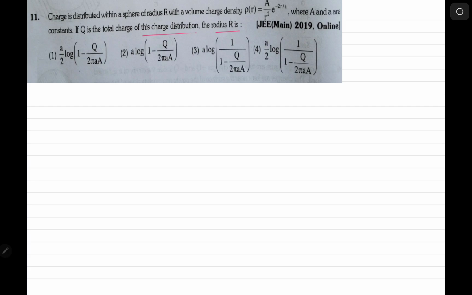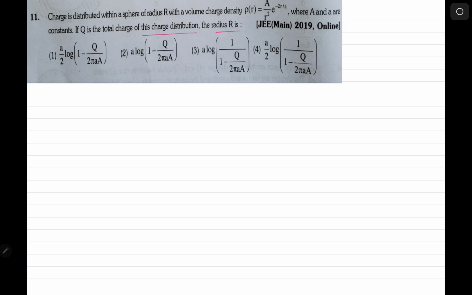So you have to find the charge enclosed, and then the charge enclosed will be equal to capital Q, and then you need to find the capital R value. That's it. You don't need to find the electric field here. So I think you can do it. Just pause it here and solve on your own, and then come back to see the answer.